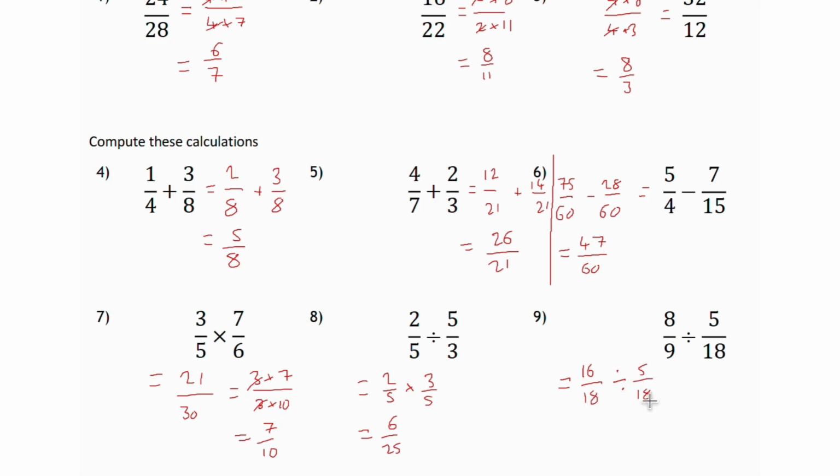16/18 divided by 5/18. Well, that is the same as saying 16 centimeters divided by 5 centimeters, for example, where 18ths is the unit. So the answer to this is just 16 divided by 5, or 16 over 5. Now this is a particularly useful method to approach some algebraic fractions, and we will see that when we get to them.